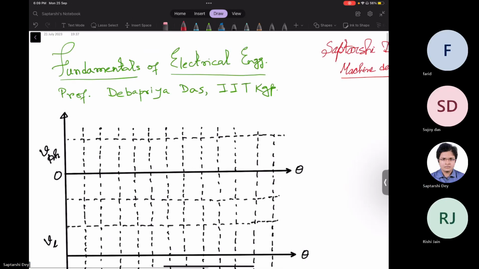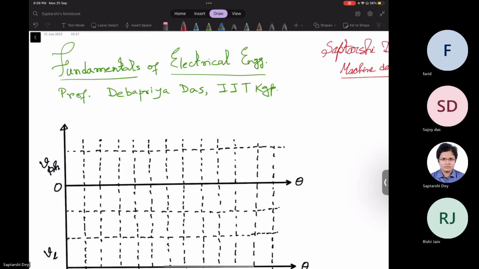three-phase circuits. Before I go any more, just confirm once again that you can hear me. I am using a separate device today. What is this typing? Yes, okay.